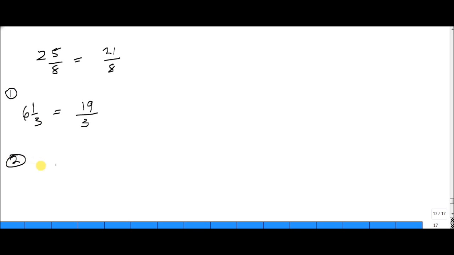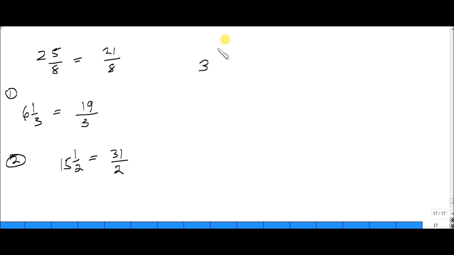Number 2, they had 15 and a half. We would say 2 times 15 would give us 30. 30 and 1 would give us 31 over 2. Last but not least, we have number 3.